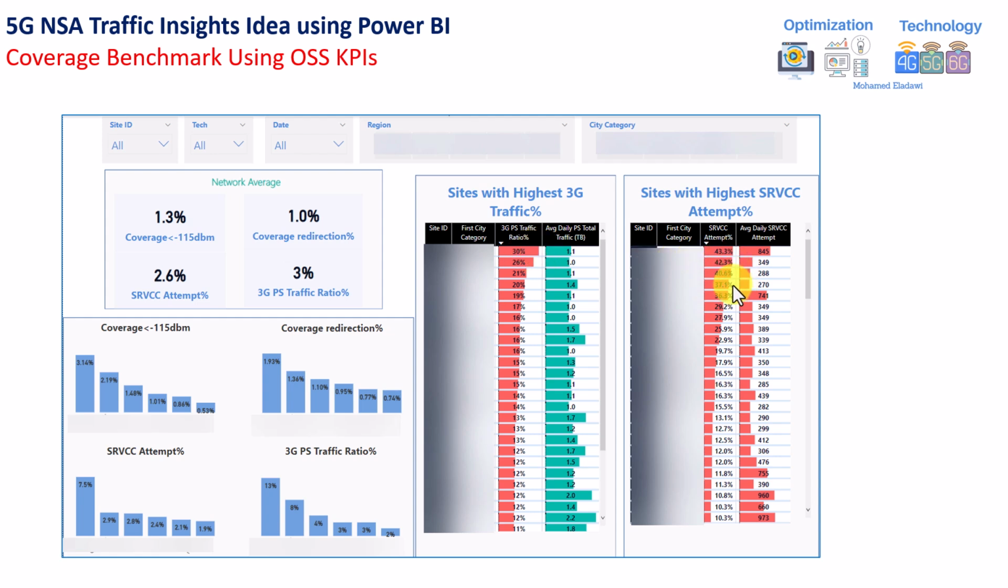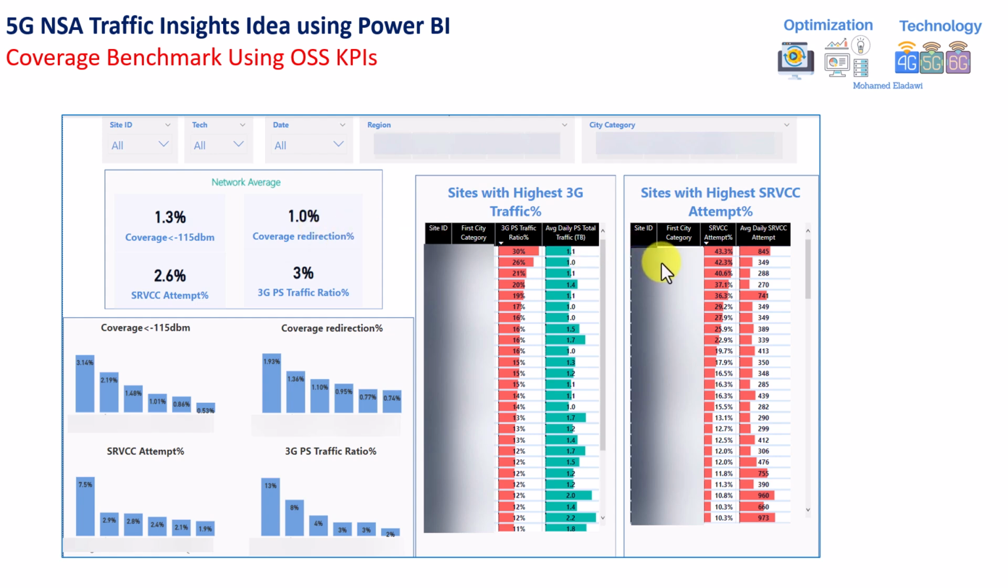And here, for example, the right figure as well, confirming part of the SRVCC attempts, we found that some of the sites were generating an SRVCC attempt percentage of 43%, which means 40% of the calls are being redirected to 3G through SRVCC. This is also indicating that you have a problem, either configuration or parameters or tilting and power and so on. So if you fix these issues, it can be reflected in a very good traffic increase, either in the 4G or 5G network. And the same example was done for the coverage redirection as well.